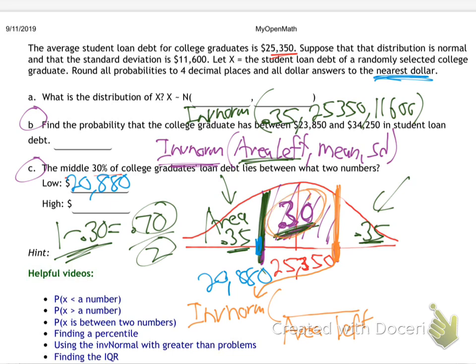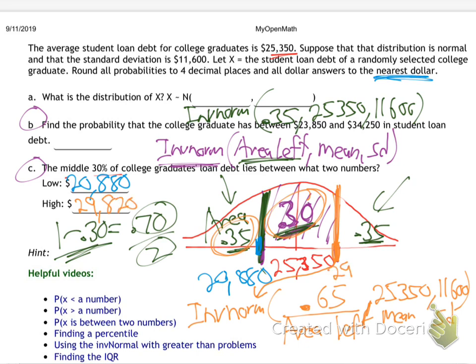65, right? Isn't it 30 and 35? It's 65. 65, comma mean, whatever the mean is, 25,350, standard 11,600. Hit the buttons on the calculator. Getting 29,819, but it rounds up to 820, doesn't it? $29,820. So the middle 30% of college students have loan debt between $20,880 and $29,820.